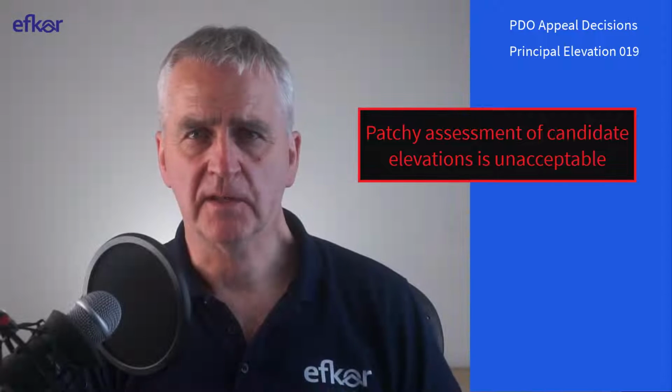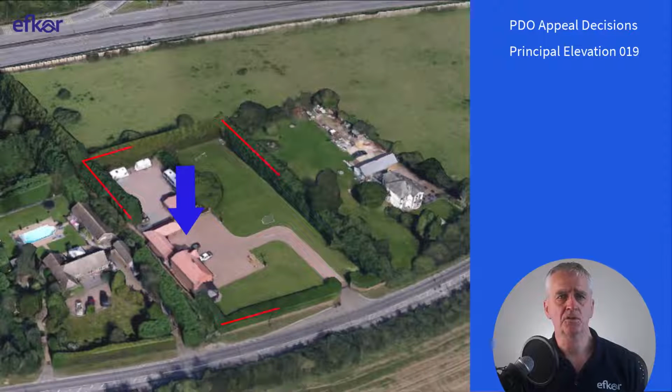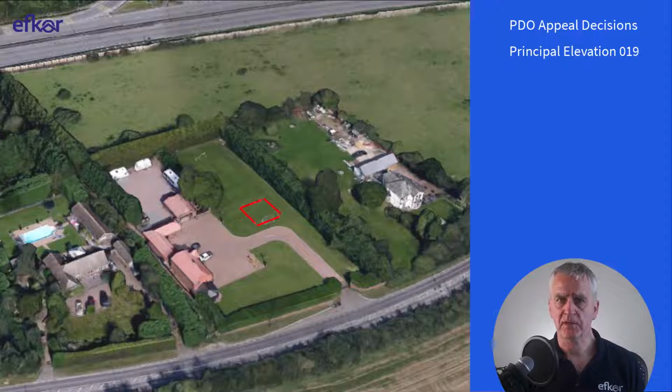In this video, I look at planning appeals where the original form of the dwelling house needs to be identified. This detached house sits on a large plot of land between two major highways running east-west approximately. The appellant applied for a lawful development certificate, an LDC, to build a summer house on the east boundary opposite the main house. The council refused the application.